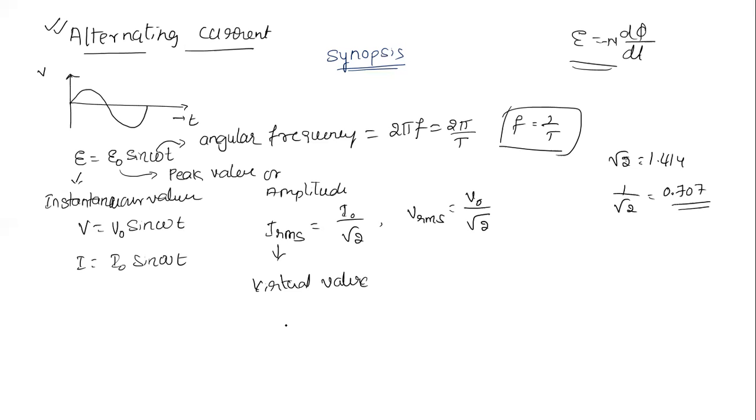So I can write from here IRMS is equal to 0.707 I naught, and VRMS is equal to 0.707 V naught. This is what we call virtual value or RMS value, or effective value. So there are different names given for this. So this is about the values. Usually in alternating current, what we express in daily life are RMS values.